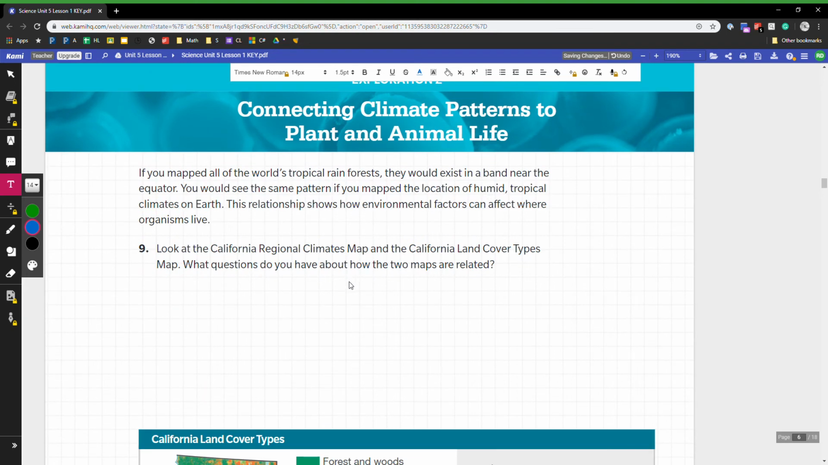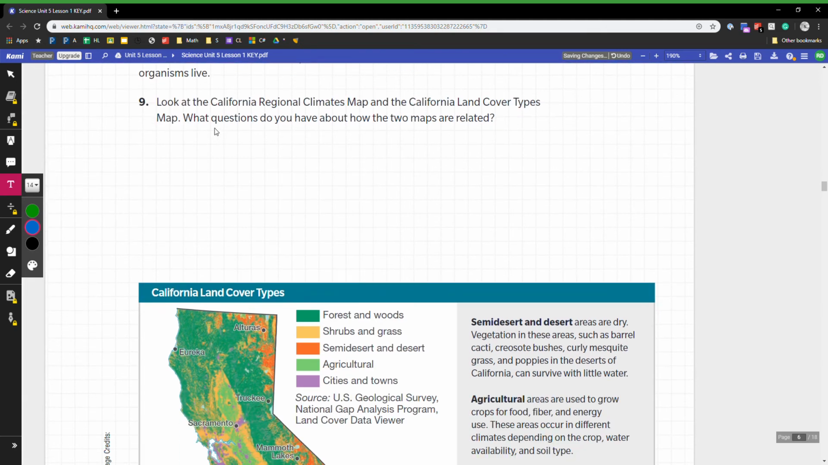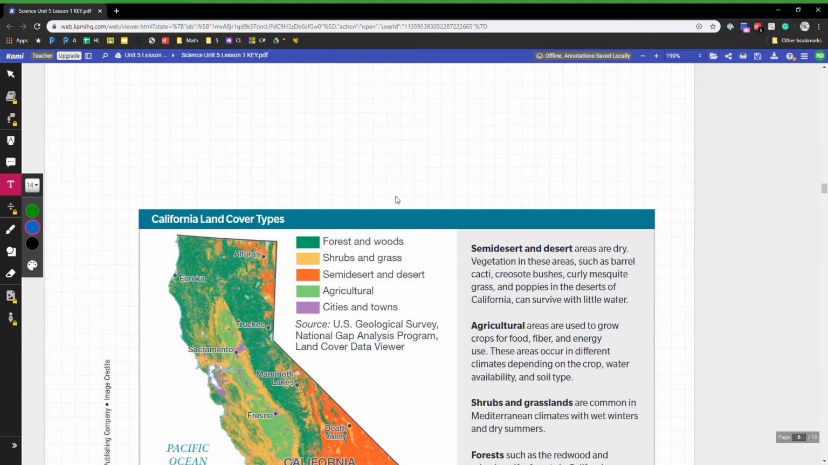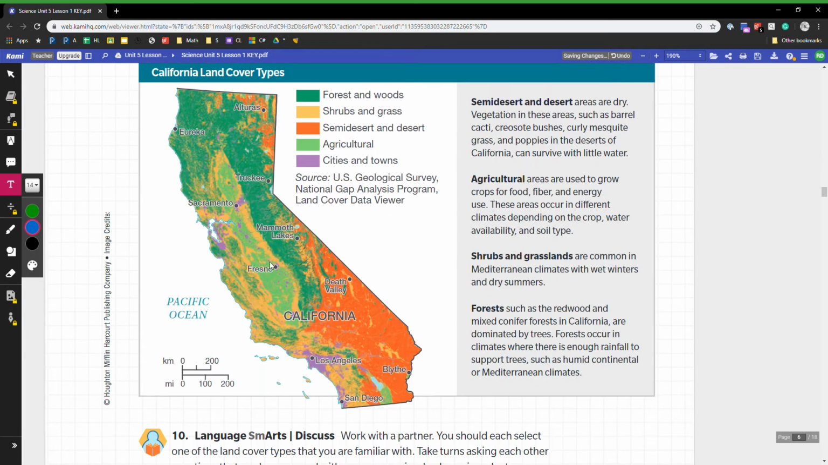Okay. So this is look at the California regional maps and California land cover type maps. What questions do you have about how the two maps are related? I'm not going to talk about this because you're thinking of your own questions. How are these maps related? So you're going to look at this map right here. This is the land cover types, right? It says California land cover types. It's down here. And this is showing you, this might look similar to like a satellite image that you could see, where like all this green area would be trees. This yellow beigeish area is shrubs and grass.